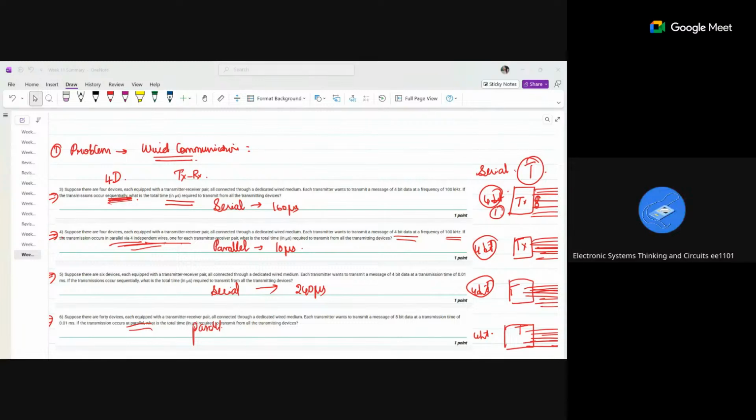Any doubts? So tomorrow we'll have week 11 problem solving. Then week 12 is problems from all sessions, right? So directly we'll have a week 12 problem solving session. We'll not have a summary for week 12. Then after that we'll start the revision for our end term.